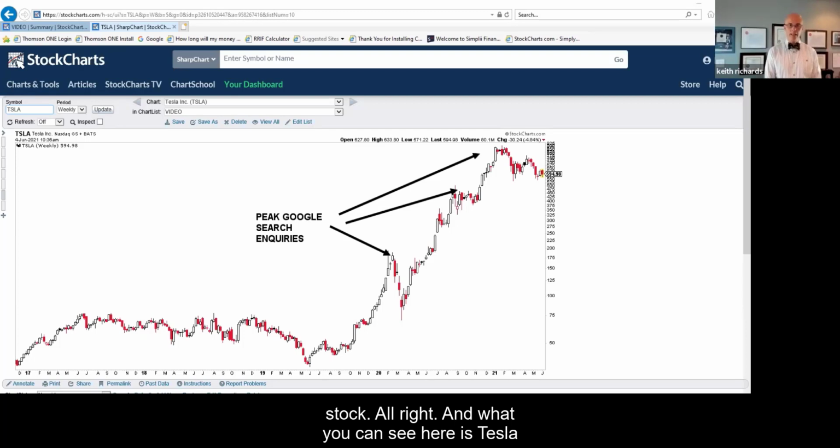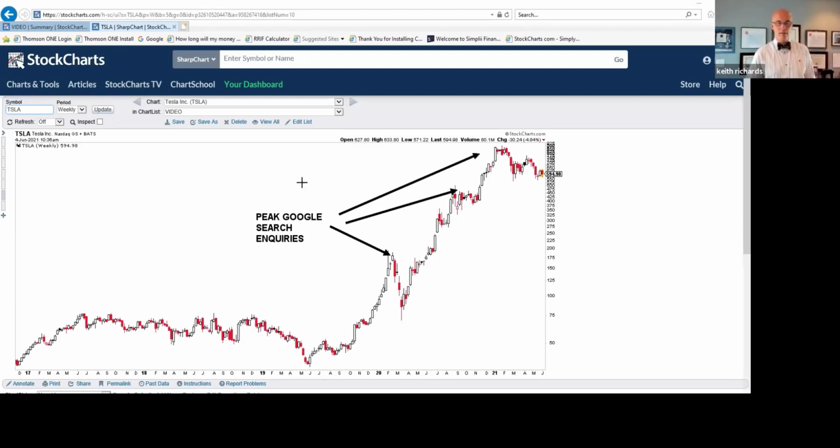All right. And what you can see here is Tesla peaked early 20. It hit another peak and soft period around August of 20, and then a final peak, and it looks like it's really kind of starting a downtrend now. So I don't think it's got much near-term upside anyway. So the final peak was very early 21 this year.